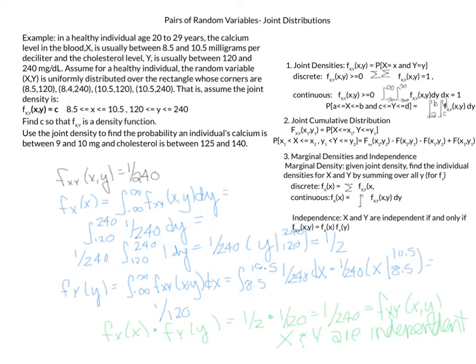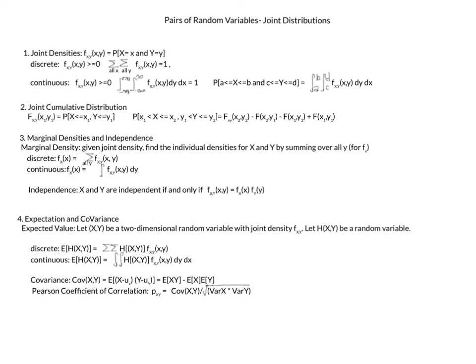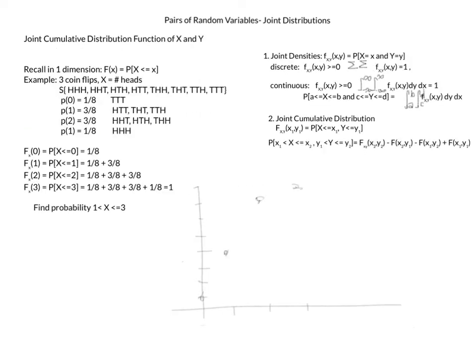Therefore, x and y are independent. Now that we've discussed marginal densities and independence, we should go back to talk about joint cumulative distribution. We'll start by reviewing an example with one dimension where we have one random variable x, and we'll look at the 3 coin flips where x counts the number of heads.